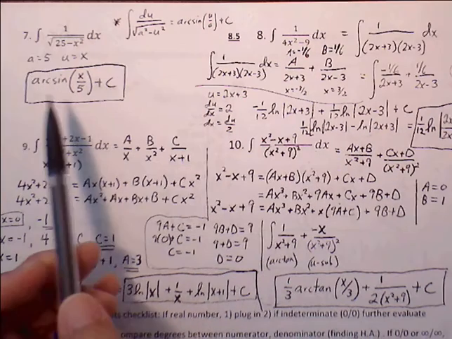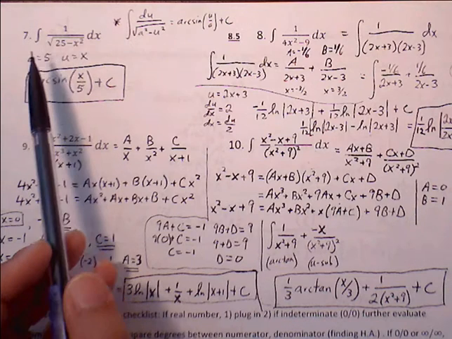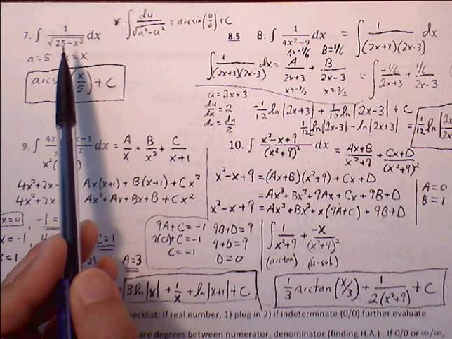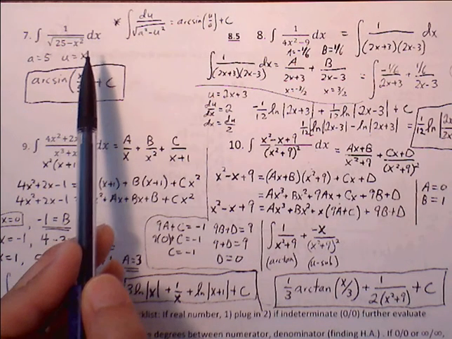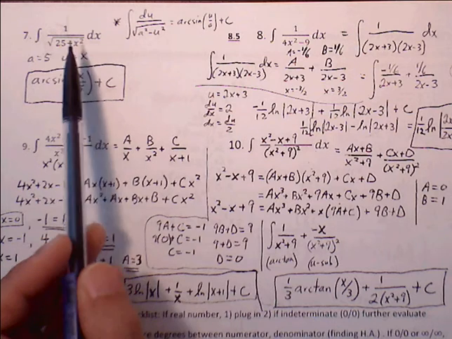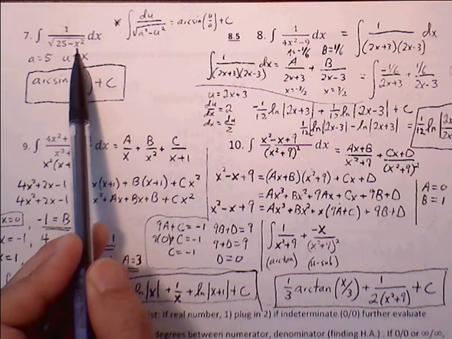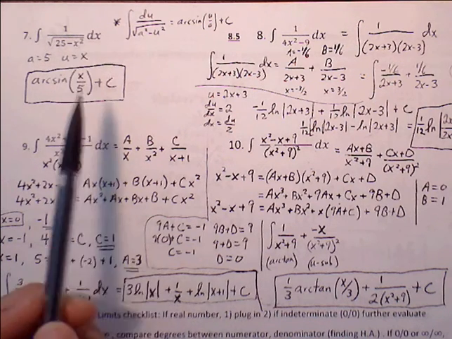All right, we're working through the back page of the Chapter 8 review worksheet. So number 7, we're trying to find the indefinite integral of 1 over the square root of 25 minus x squared. This is another trig substitution problem where we see this is in the form of the square root of a squared minus u squared in the denominator. So that matches up with the arc sine rule.